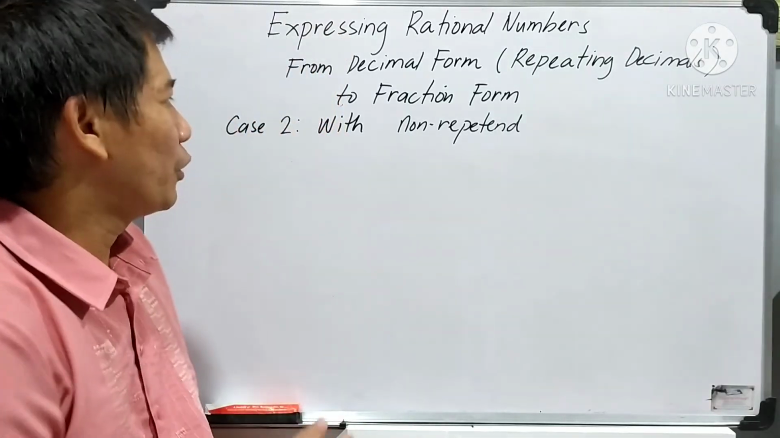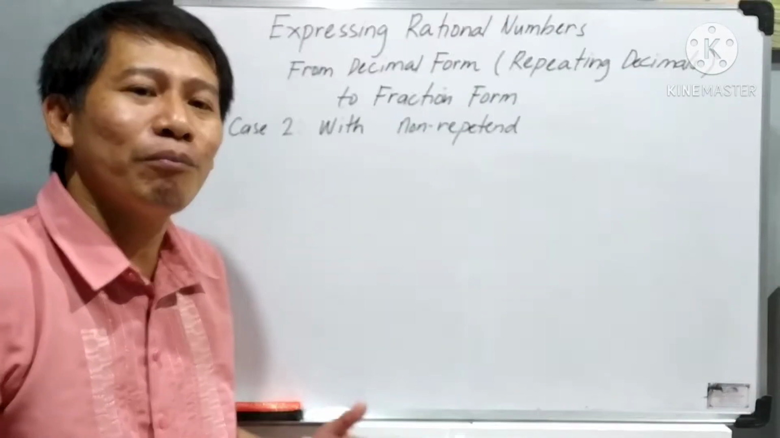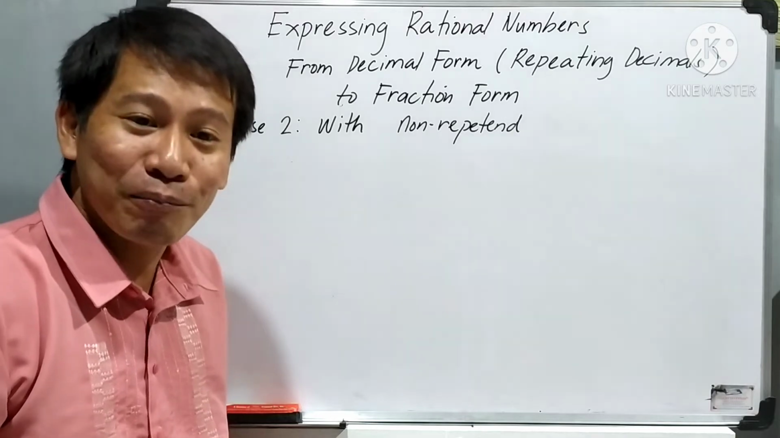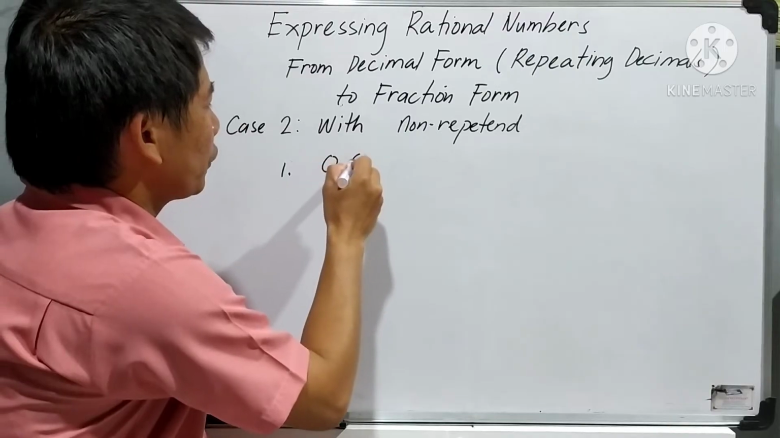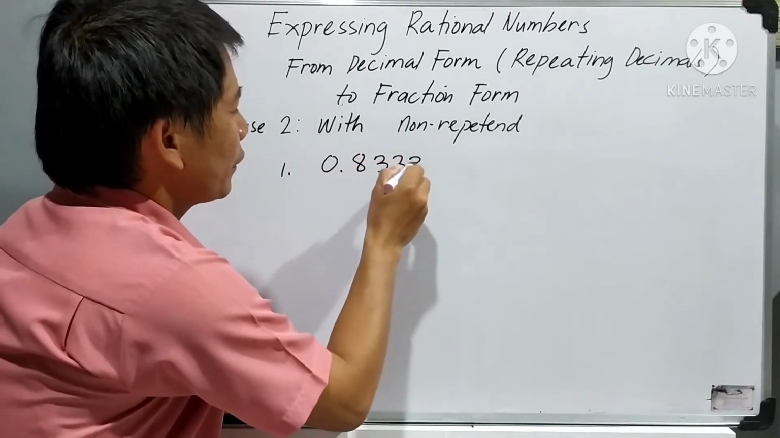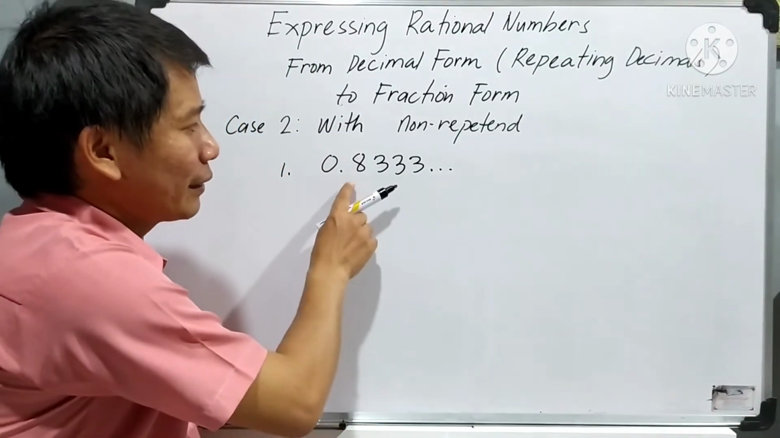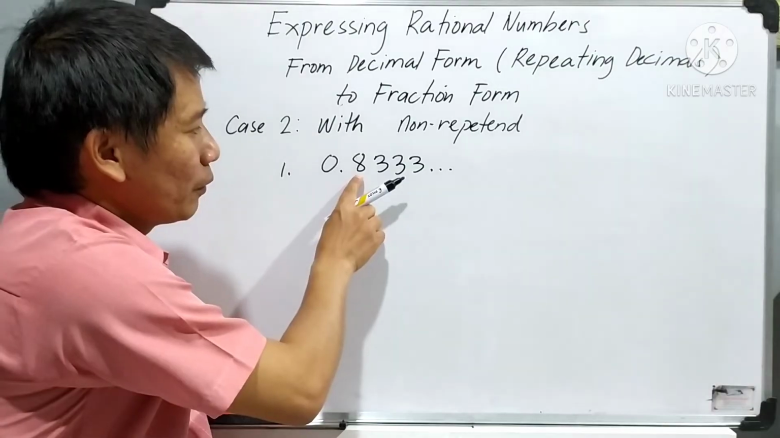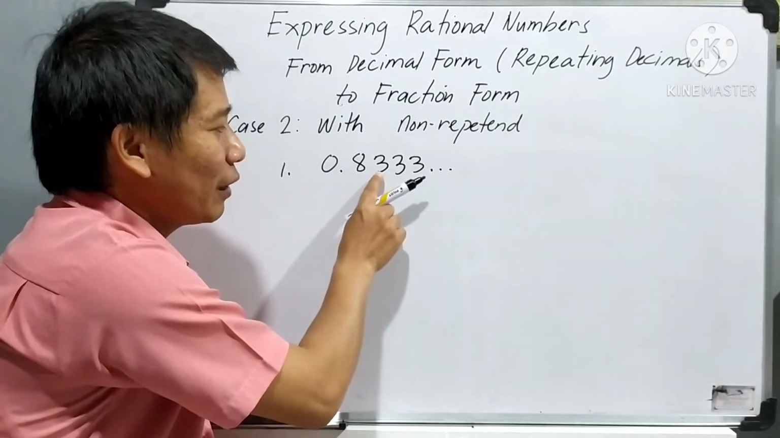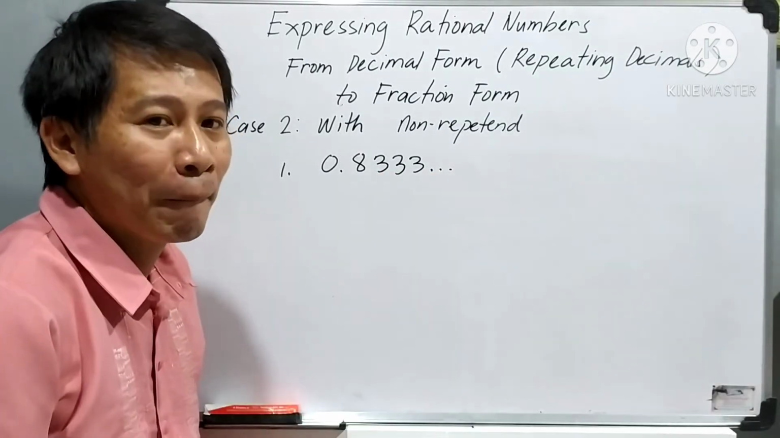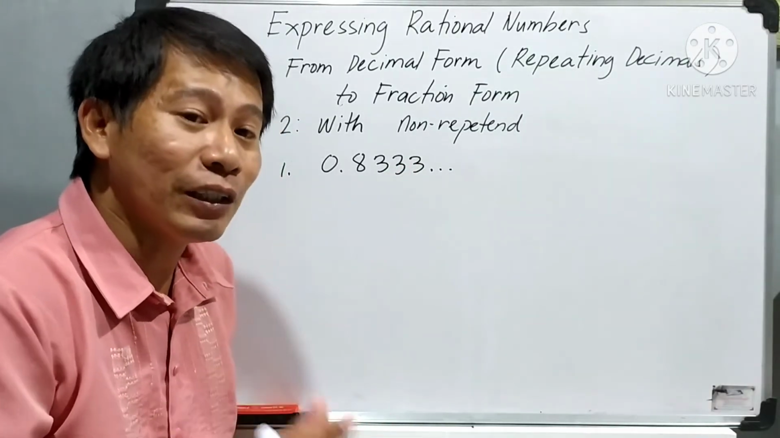So, yun po yung tricks natin in case number 1. Now, let's have an example for this case number 2. Itong case number 2 po, with non-repeated. Ibig sabihin, mayroong digit na hindi nagre-repeat. Okay, let's have an example. Suppose we have here 0.8333 and so on and so forth. So, kung mapapansin nyo sa ating example, yung 8 is non-repeated. Hindi siya ang nagre-repeat. Ang nagre-repeat lang is yung 3. Siya lang yung uulit-ulit. So, 8 is considered non-repeated and the only repeating digit is 3.